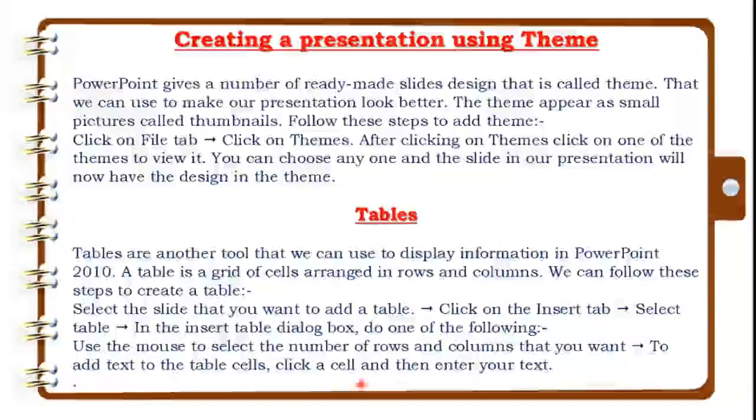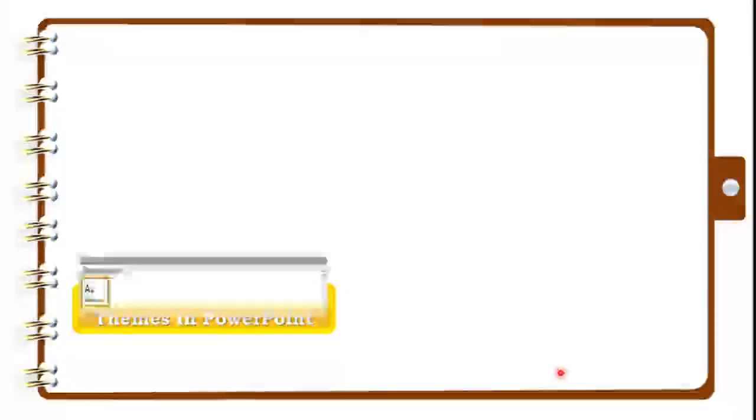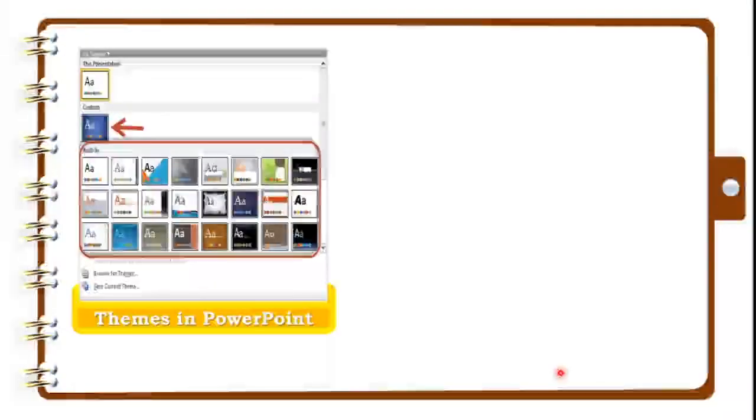Then to add text to the table cells, click on a cell and then enter your text. Once you add the table, the cell, column and row will appear. You have to click inside the cell and start to type the text. After typing, the text will appear in the cell.